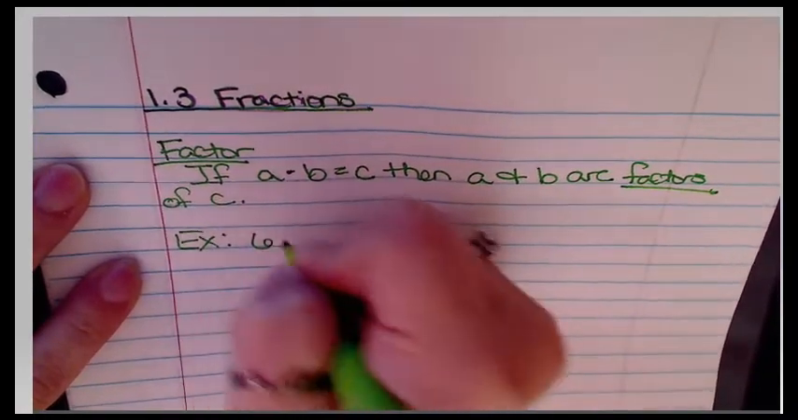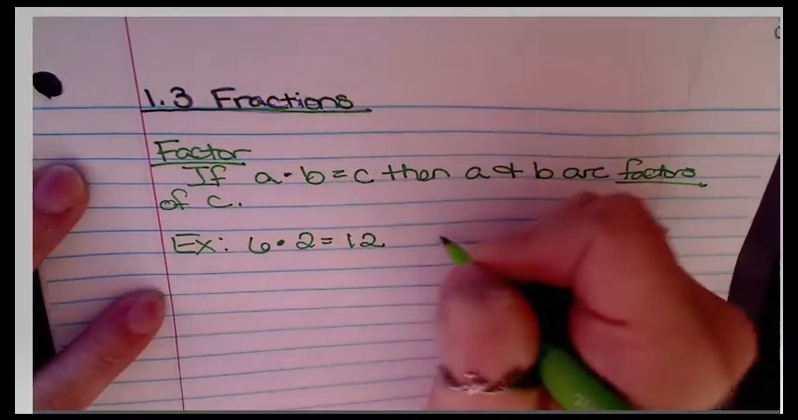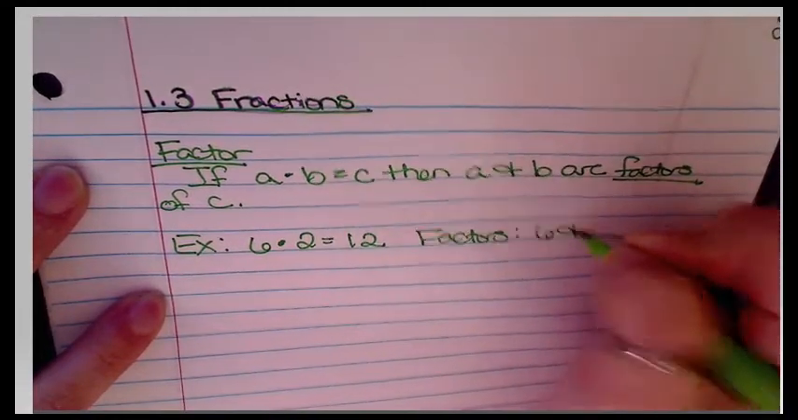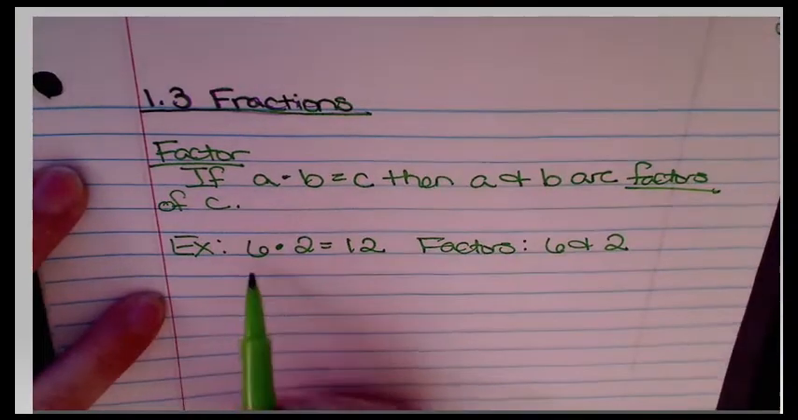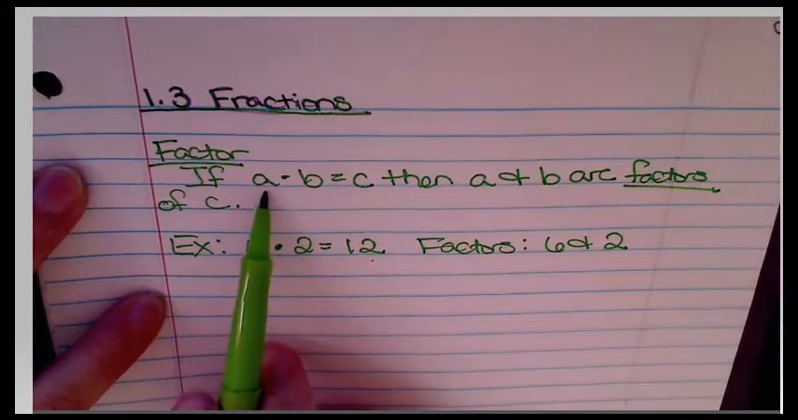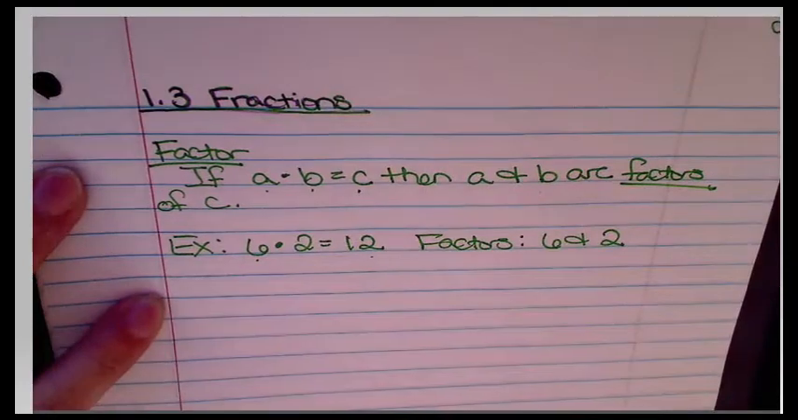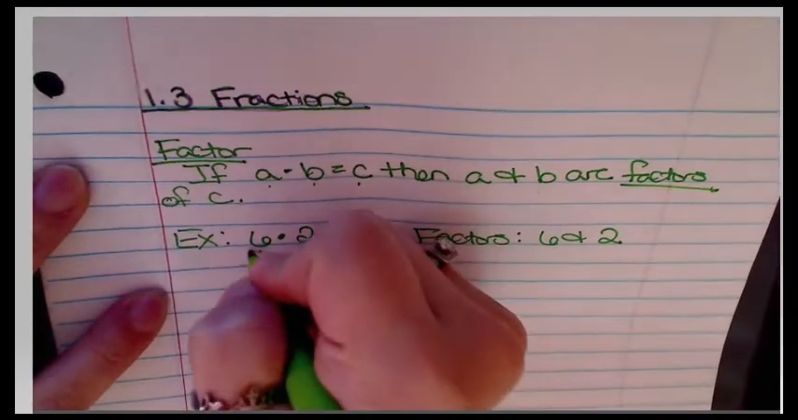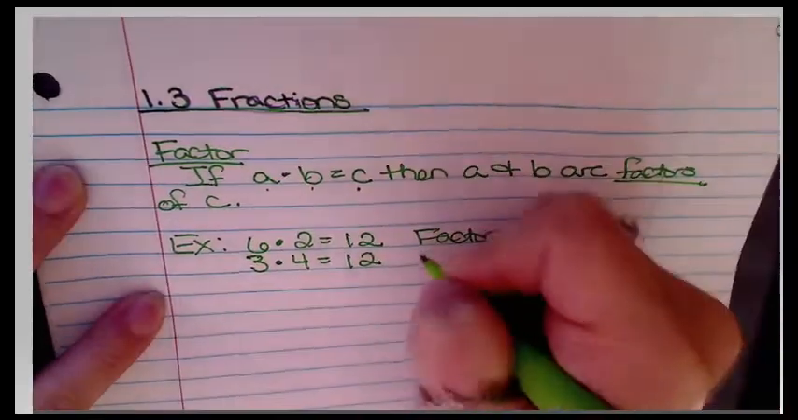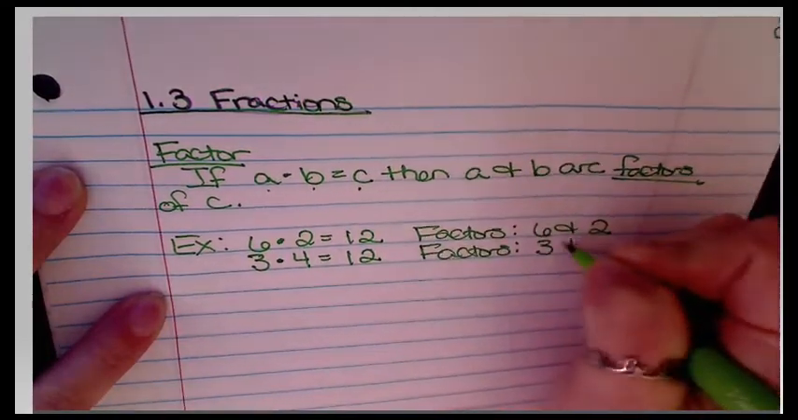If we have 6 times 2 equals 12, then the factors for this problem are 6 and 2, because we multiplied 6 by 2 and that gave us 12, which is exactly what it says up here in our definition. If A times B will give us C, then A and B are factors of C. Now, there's other things that equal 12. There's 3 times 4, which equals 12. So, factors of 12 are also 3 and 4.